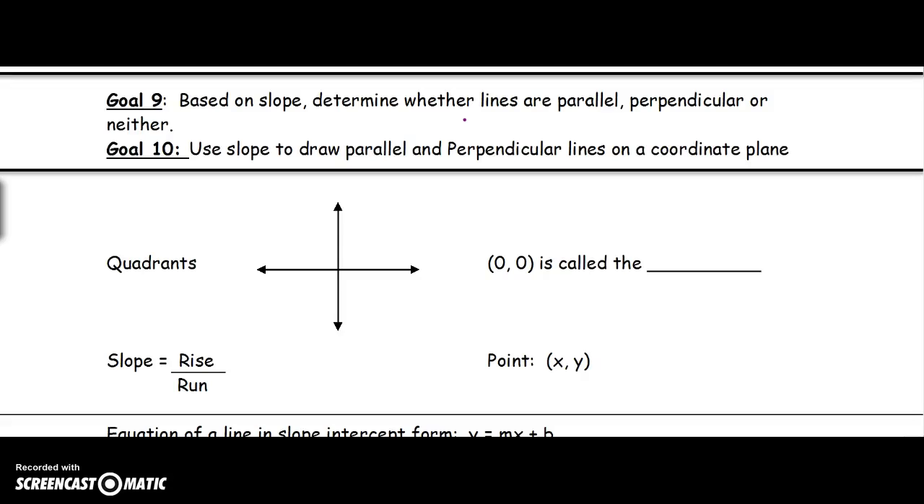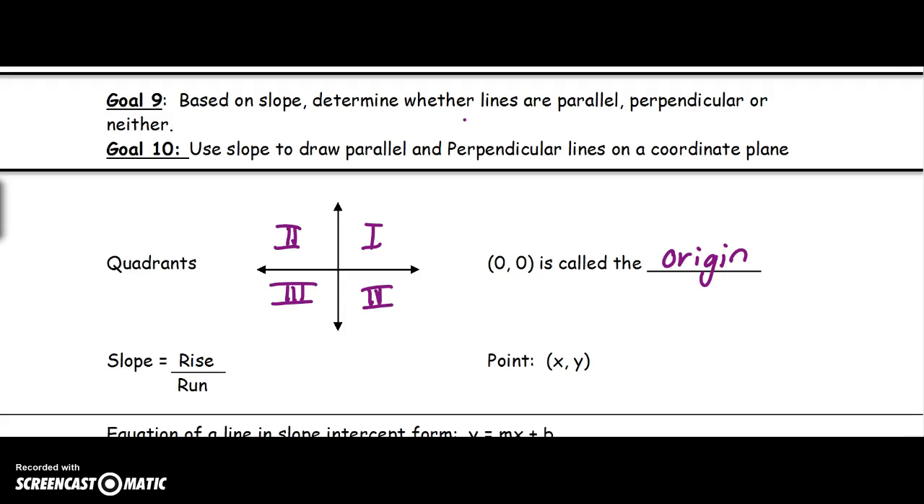Today's lesson is on parallel and perpendicular lines on the coordinate plane, which means we're putting coordinates to each of the lines to figure out are they parallel or are they perpendicular. So if you remember back to algebra, we have four quadrants. We have quadrant 1, 2, 3, and 4.